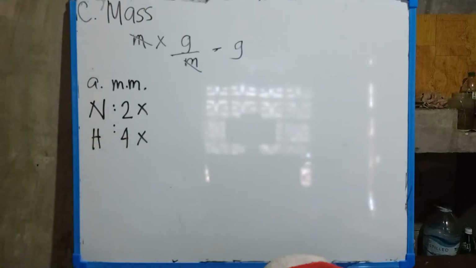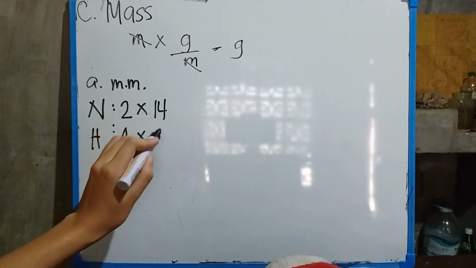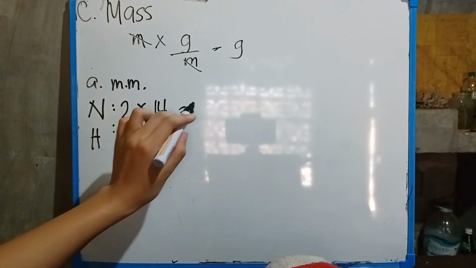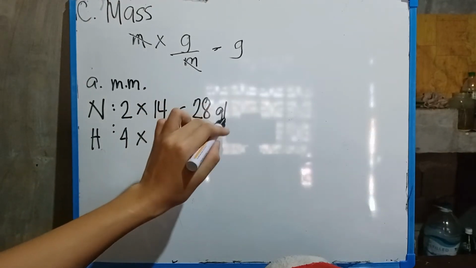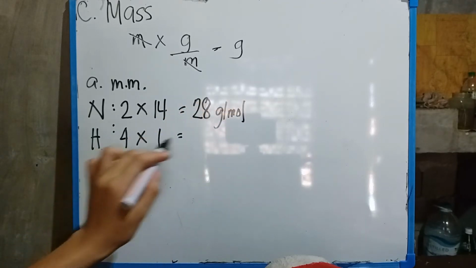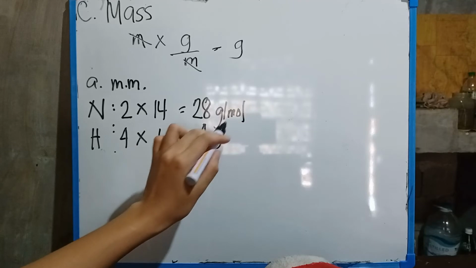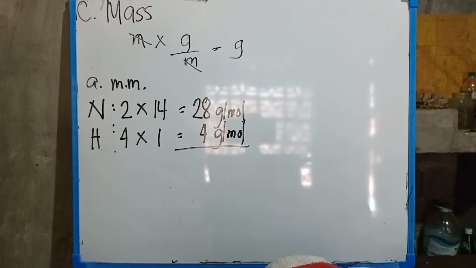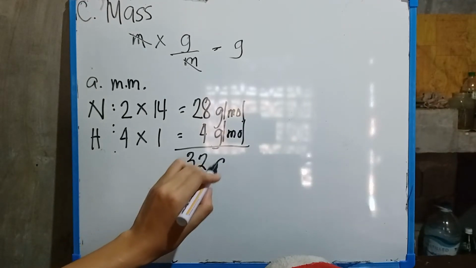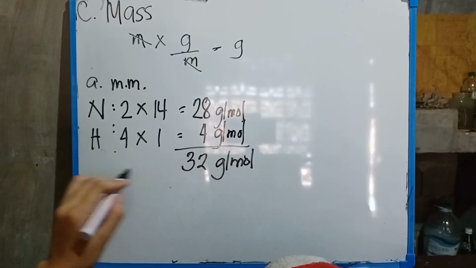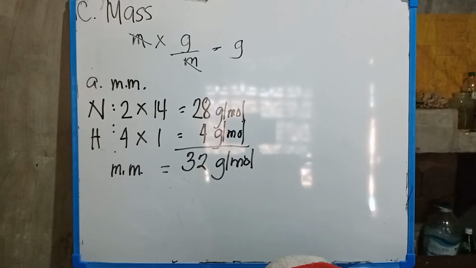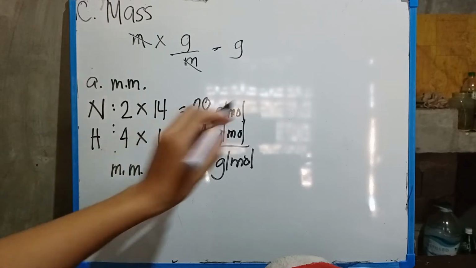So write or find their atomic mass. Our nitrogen has 14 and our hydrogen has 1. So all we have to do is multiply. 2 times 14, we have 28 grams per mole. And our hydrogen, 4 times 1, we have 4. Then add. 28 plus 4 is 32 grams per mole. So we have now our molar mass for hydrazine. We can now continue to solve for our mass.